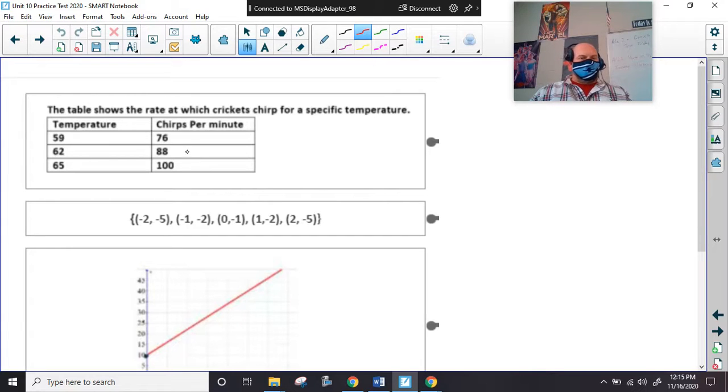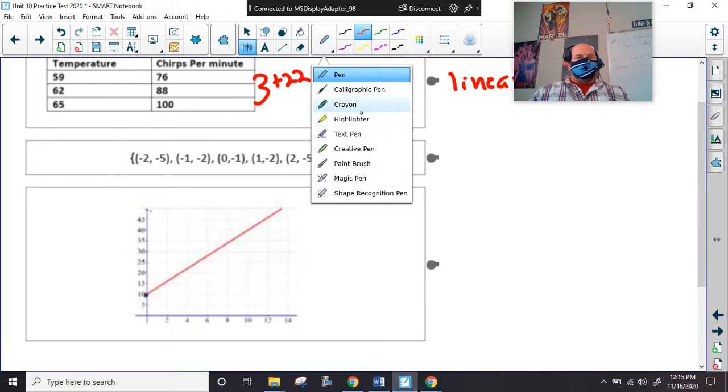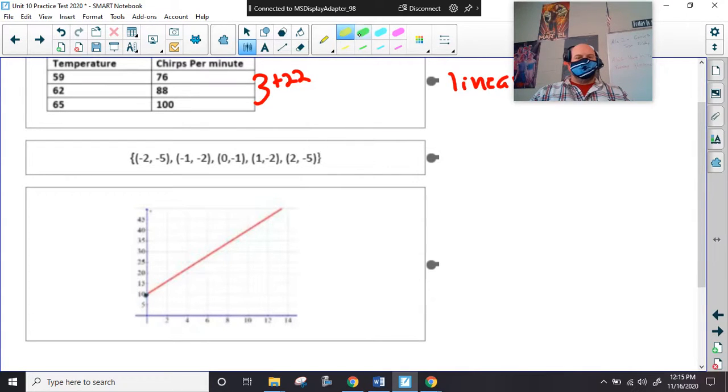Remember, if it's a chart or points, you look at the y values. These are going up by adding 22, so this one would be linear. Okay. We look at our y values. Now, this one, some of these might have been difficult for some people. If you look at your y values, you see that these start to repeat. So this one is a quad.